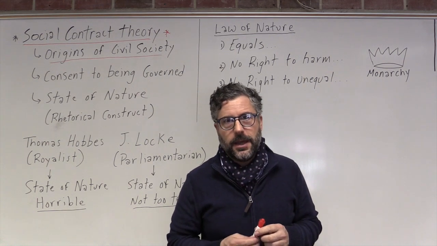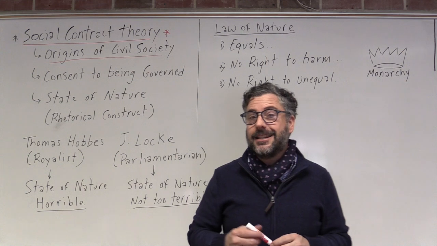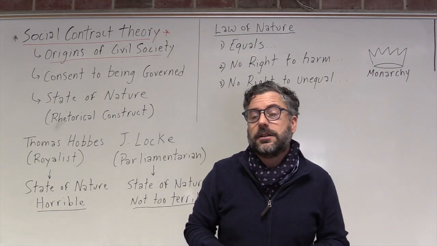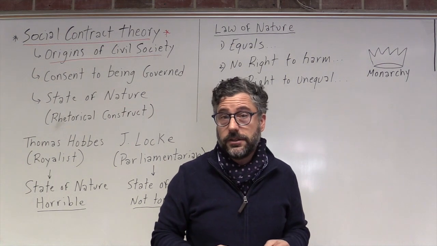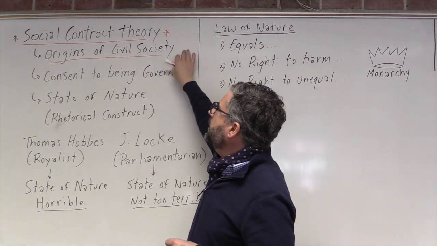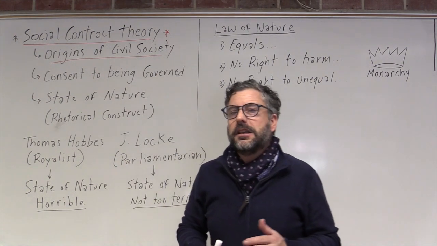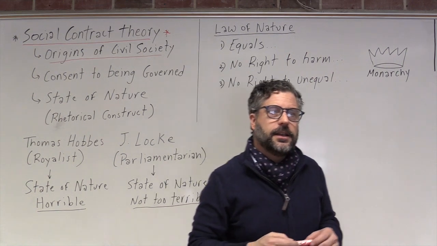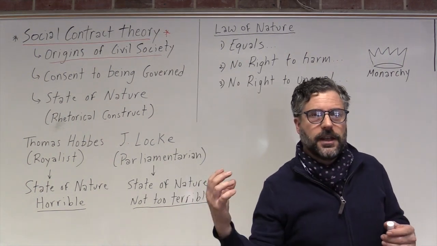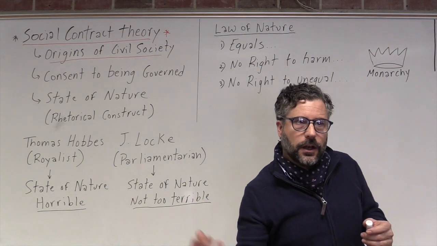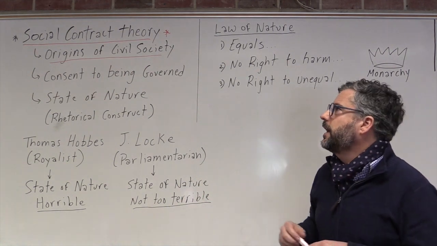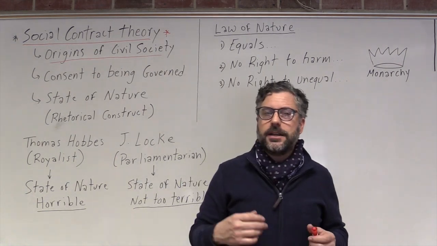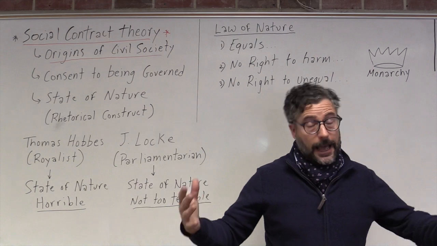And the thing that we're going to talk about in this section is this idea called social contract theory. John Locke is a social contract theorist, meaning that he is interested in finding the origins of civil society. By civil society, I mean having this idea of laws and a government. That's what we call civil society. So Locke is interested in the origins of civil society, or how civil society actually began.